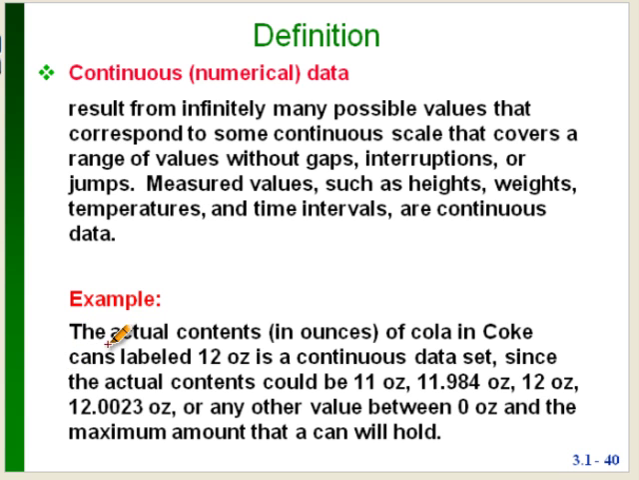Here's an example. The actual contents in ounces of cola in Coke cans, labeled 12 ounces, is continuous, since the actual contents could be anything in a whole range of values. If they made a mistake and didn't fill the can at all, it could be 0 ounces, or it could be anything from that up to the maximum amount that a can will hold. And since this is a measured value, technically, it could be anything within that whole range.